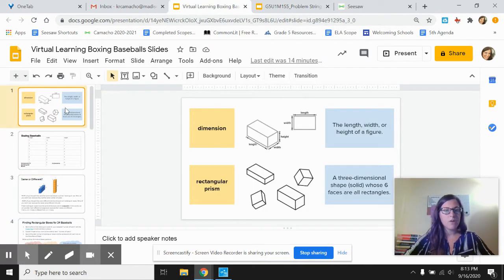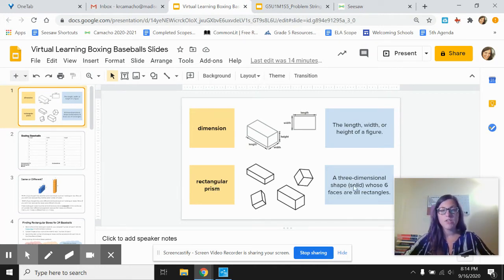Now let's talk about our work with Brad's baseballs. So I just wanted to review with you that a dimension is length, width, or height of the figure. And when I'm talking volume, I'm talking about all three of those. If I just wanted to know the area of that base, remember that is just width times length. A rectangular prism is the only 3D figure that we've been practicing finding the volume of. And that's important to note because cylinders and other 3D figures, we don't find the volume in the same way.